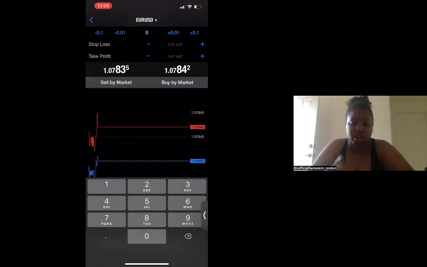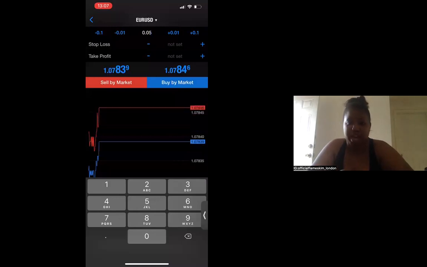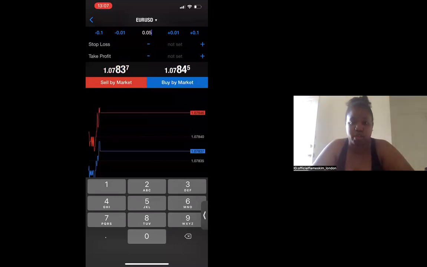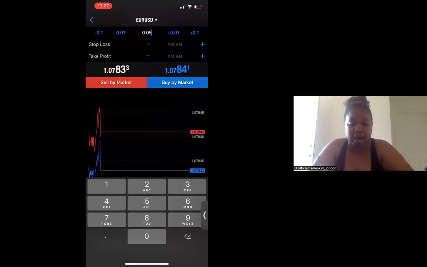Always make sure you check your lot size. The numbers in the middle are your lot size. If you're doing a normal currency pair, you can use a 0.02, a 0.03, a 0.04, a 0.05. If you have over 200 in your account, then you can up your lot size a little bit more. But for starting out, 200 and less, you want to stick to your minimum lot size, especially when it comes to gold. For gold, you want to use a 0.01 or a 0.02 at the max.